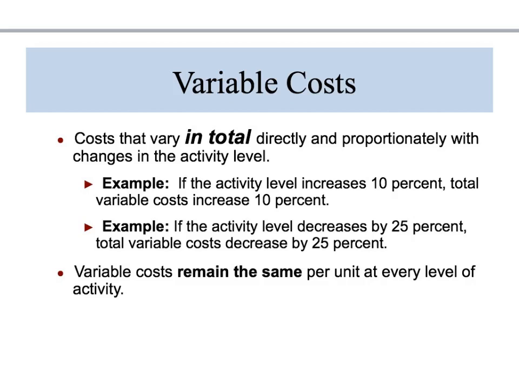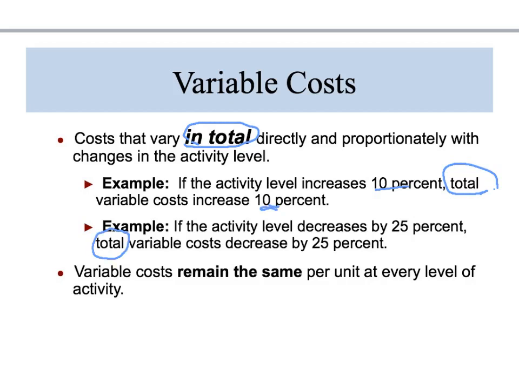Now, there are two types of costs. There's variable costs and fixed costs. Variable costs change in total in direct proportion to changes in the level of activity. If the activity increases 10%, the total variable cost will go up 10%. If the activity decreases by 25%, the total will decrease.